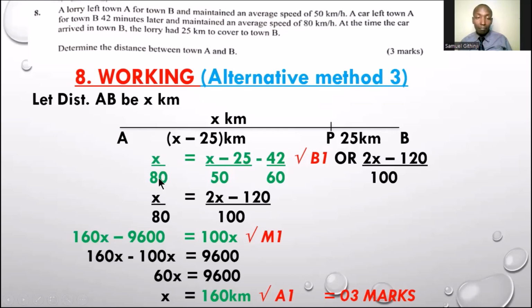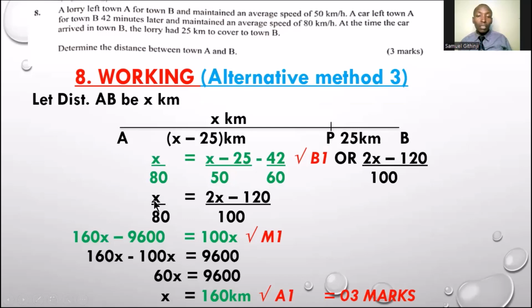That is now the time, distance over speed. This time is equal to the time that the lorry moved from here to this point P, x minus 25 over 50, less the time it had traveled before the car started. That is 42 over 60. So when I have this illustration, a bonus mark, remember I can reduce it to this format, okay?